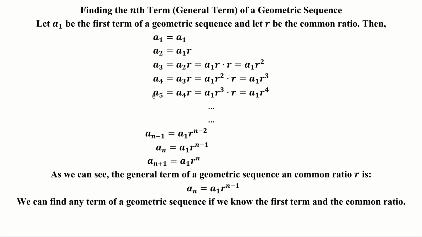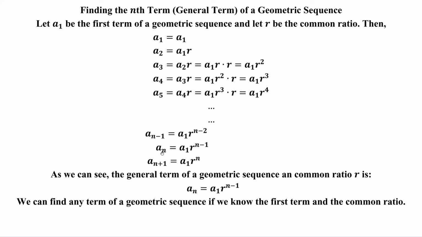Now, if we generalize this, notice each term is going to be the first term, a1, times the common ratio to the power of a number which is 1 less than the term number. So for a5, we raise it to the power of 4, which is 1 less than 5. For a4, it's going to be a1 times r cubed, and 3 is 1 less than 4. Again, a3, you see, times r squared, which is 1 less than 3. All right, so we can generalize this. And of course, the most important element here is an, which is going to be a1 times r to the n minus 1.